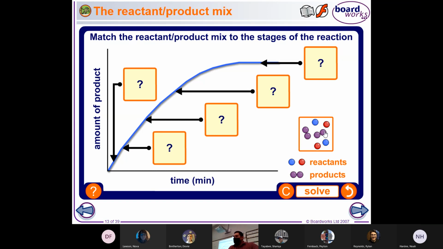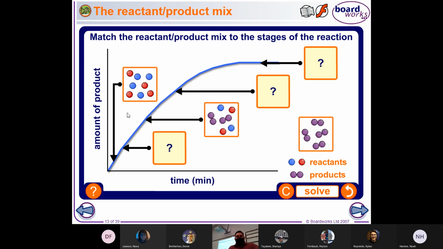So I got 2 blue, 2 reds, and 2 purple. Which one? That one? That one? No? All right, this will be a second one over there. All right, we'll try that one there. What about this one? Where do you think that one goes? So this is all reactants, all red, all blue. That's going to be the very first one.